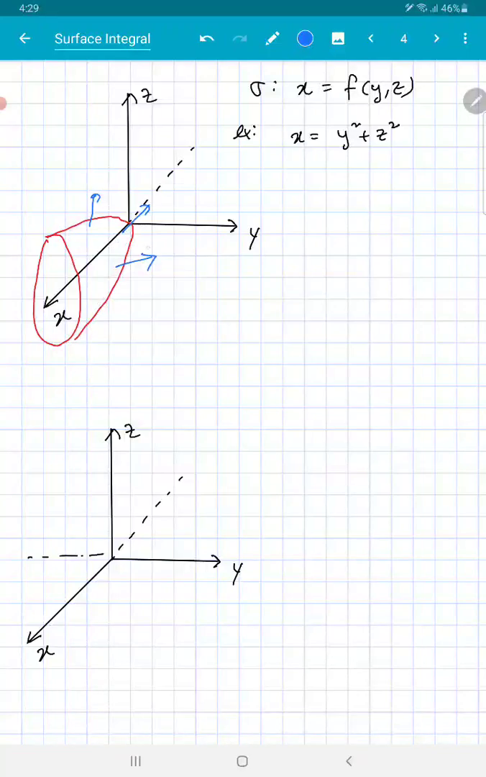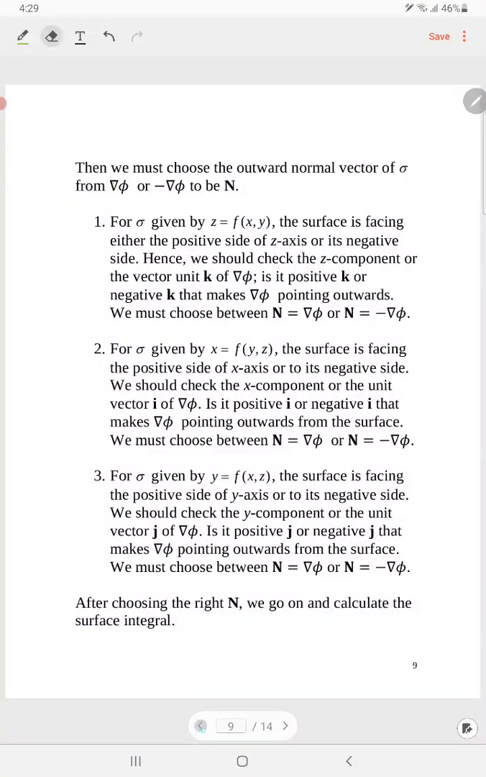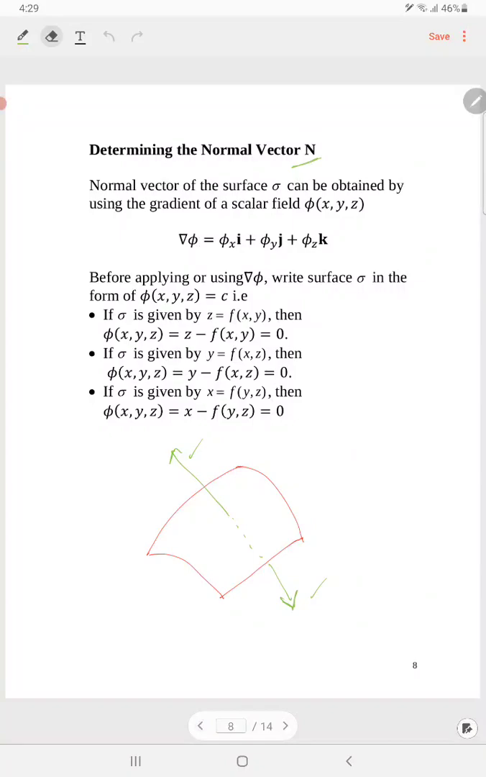So it is facing the negative x-axis, which means you want your x component to be negative because it's facing the negative x-axis. Okay, back to our surface here. Now remember we have to rearrange the equation for the surface. So rearrange it.